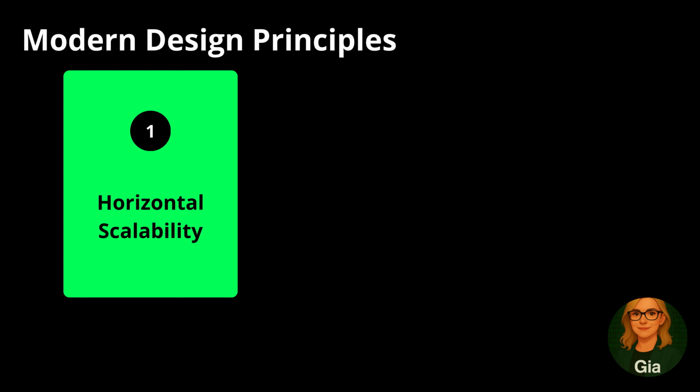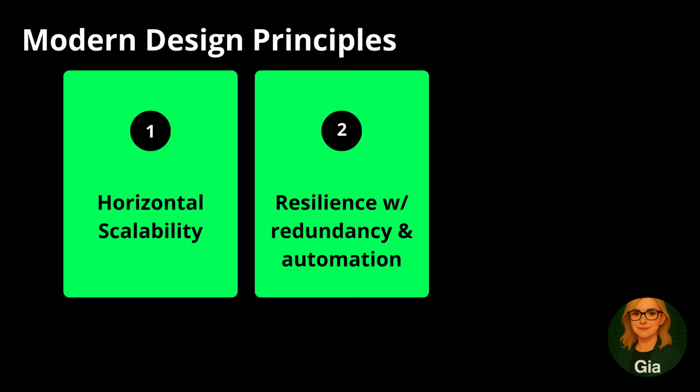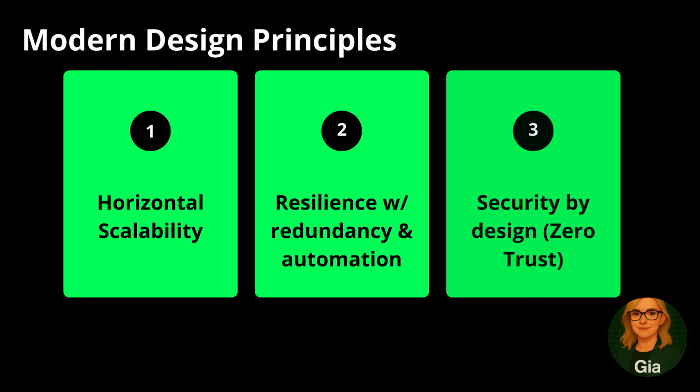Modern IT architecture follows three rules. First, we use horizontal scalability, adding more small nodes rather than one giant server. Second, systems are built to be resilient to tolerate failure through redundancy and automation that detects and recovers from failures without human intervention. Finally, security is embedded into every layer, following models like zero trust, where we verify every request at every layer rather than bolted on at the end. This mindset shift is just as important as the technology itself.